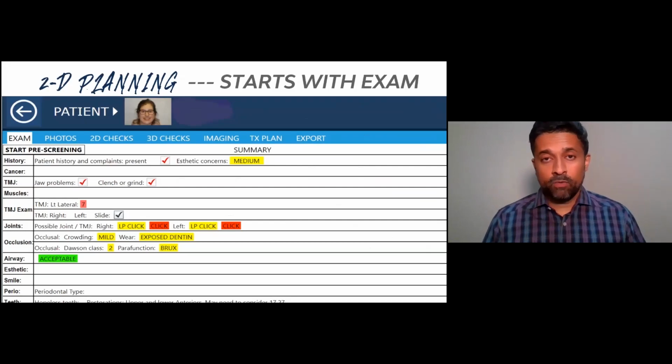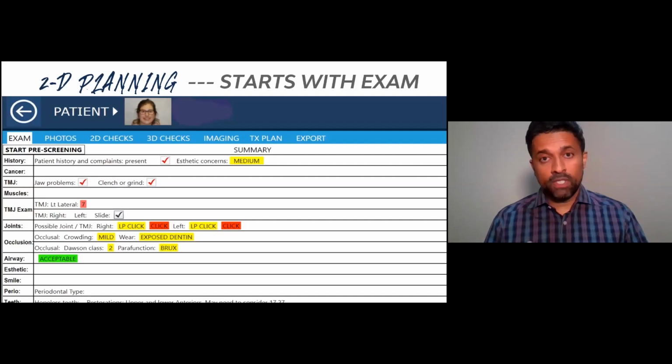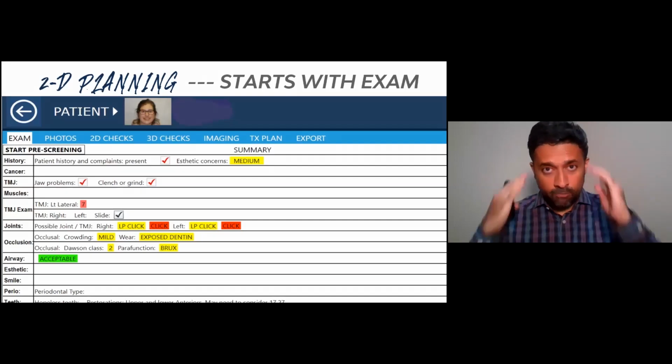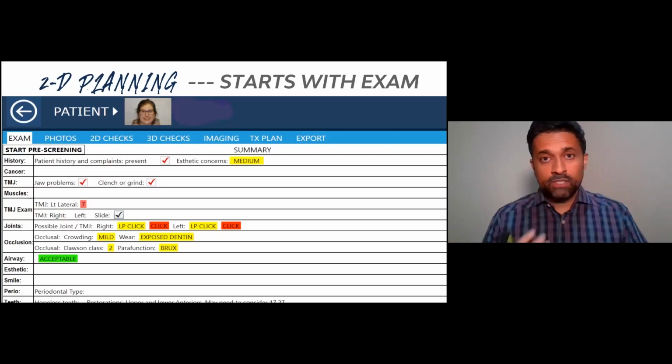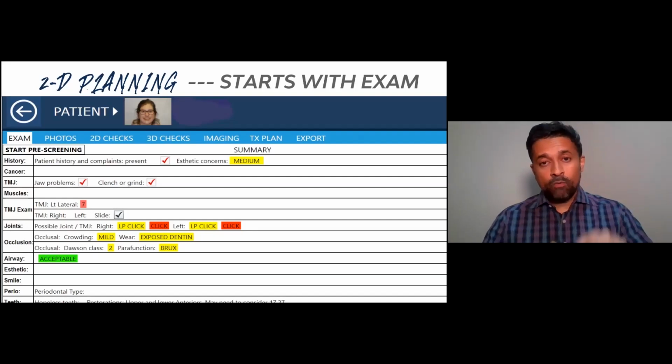The big things that we're doing, in addition to the exams that we all generally do, are we're looking at the functional side. We're looking at the joints, the muscles from palpation. We're load testing the joints. We're looking at range of motion. Obviously, we're looking at the occlusion. We do a sleep assessment too. And we want to get a complete picture.